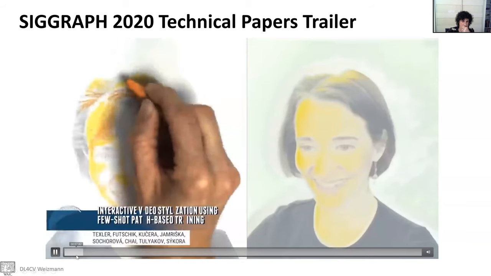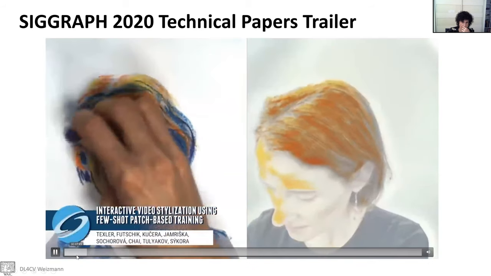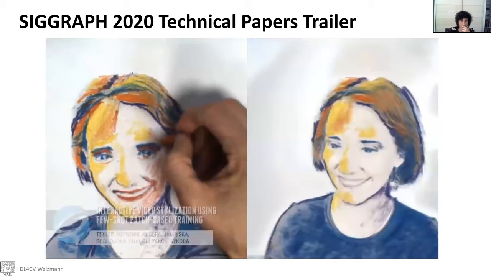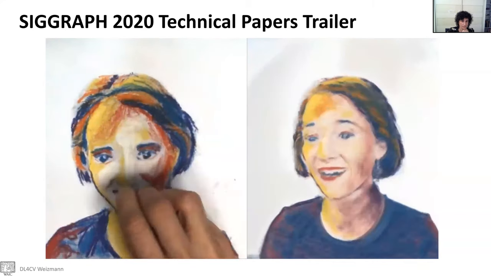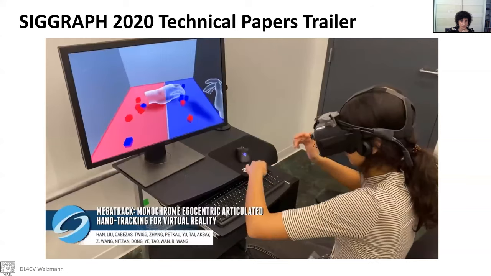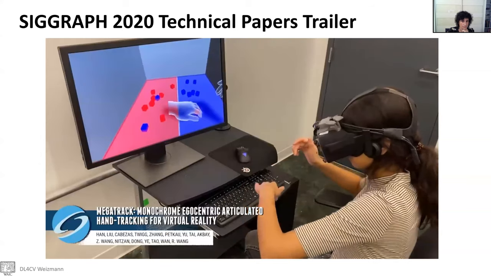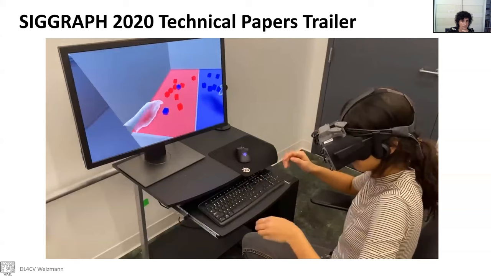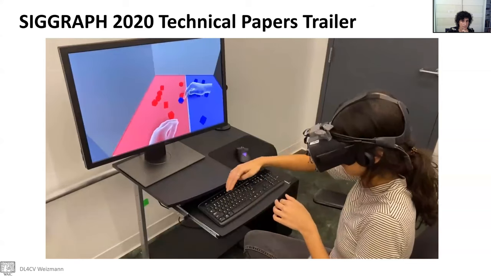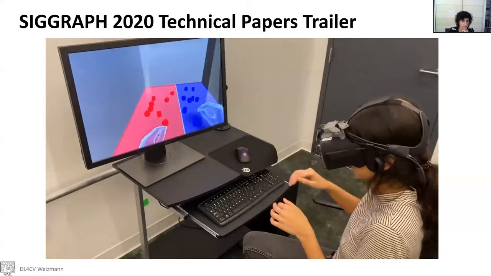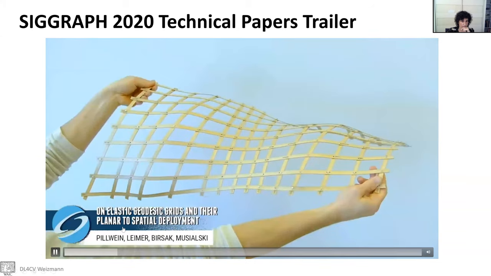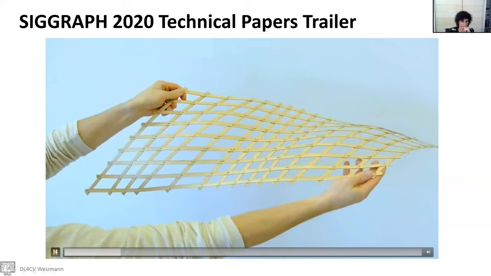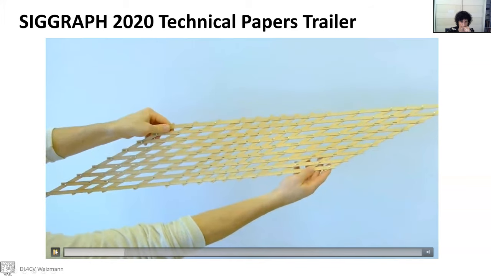A learning-based approach to keyframe video stylization enables this artist to craft a personal look in real time. By using four fisheye monochrome cameras, we can track someone's hands in space, enabling them to sort these blocks and win the game. Using clever hinge design, a flat lattice of thin, flexible strips can be deformed into a complex 3D structure and then flattened back out again.